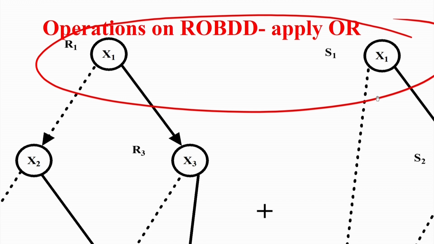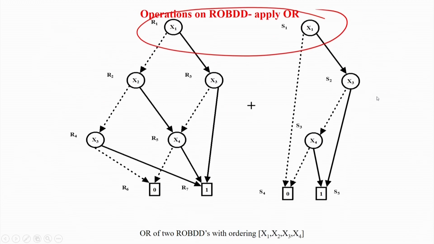So they are at the same level, and the operation will be very simple. You are going to have a node called R1 S1, which is nothing but the operation on them. Now you are not going to get any answer from the OR yet, because they are both non-terminal nodes.